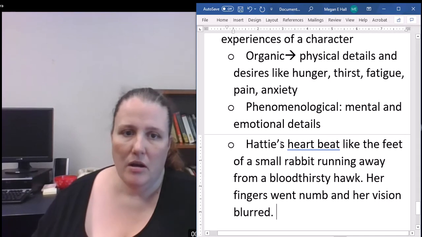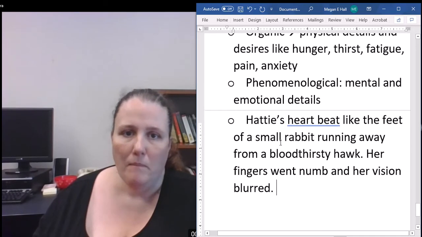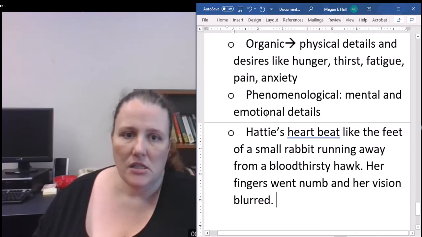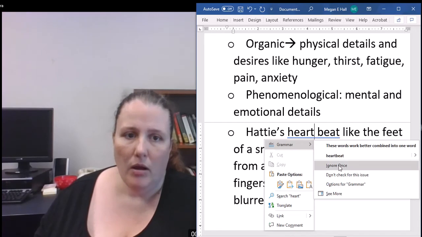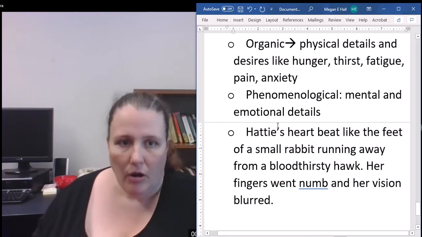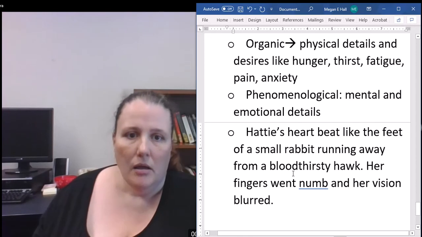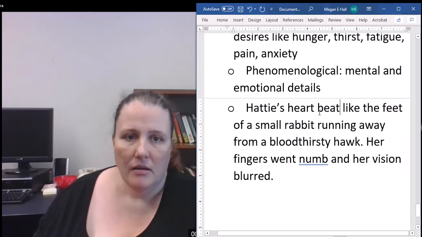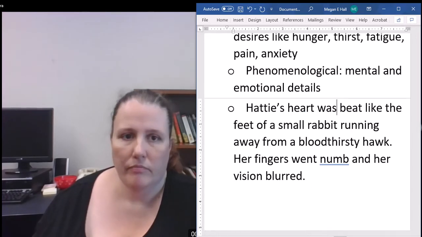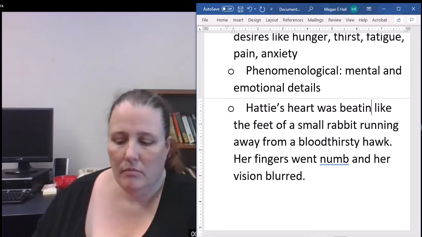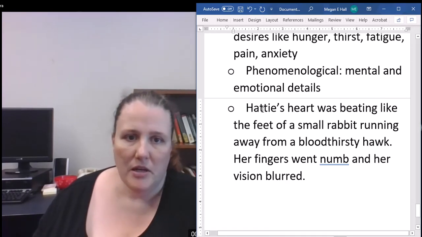Her fingers went numb and her vision blurred. So far, we have just those physical details, right? No, I don't. I want it as two. It's not her heartbeat. It's her heart beating. There we go. Hetty's heart was beating like the feet of a small rabbit running away from a bloodthirsty hawk.